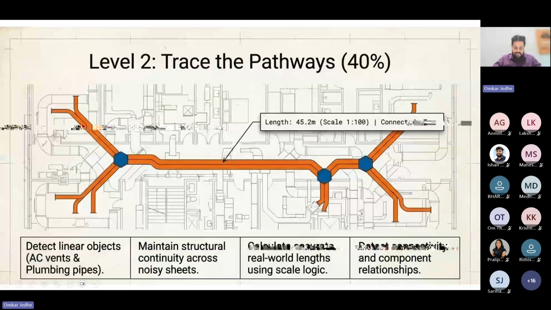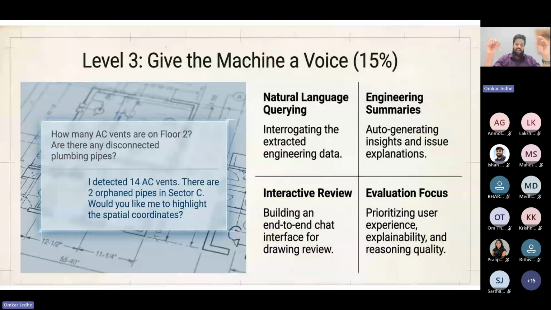Sorry. Level three, give the machine a voice. As we spoke, natural language querying around it, engineering summaries, interactive reviews, and evaluation focus. Can I ask a question to a drawing after having the object detection and linear measurements done and just get an answer in a second? You can see an example over here as expected output. How many AC vents are on floor 2? Are there any disconnected plumbing pipes? I detected 14 vents. This is what you see over here.